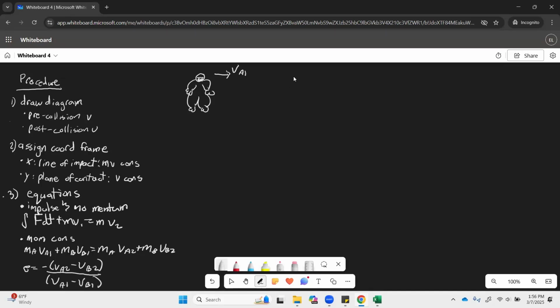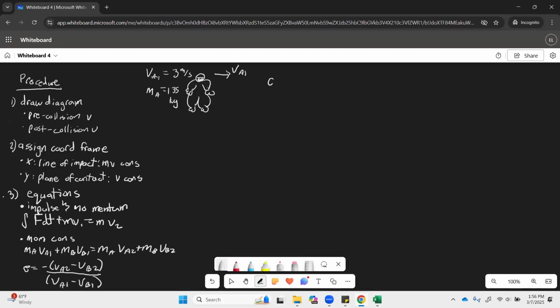And then we've got another football player. Let's say VA1 equals 3 meters per second, and mass of player A equals 135 kilograms. So he's almost 300 pounds. He's gigantic.